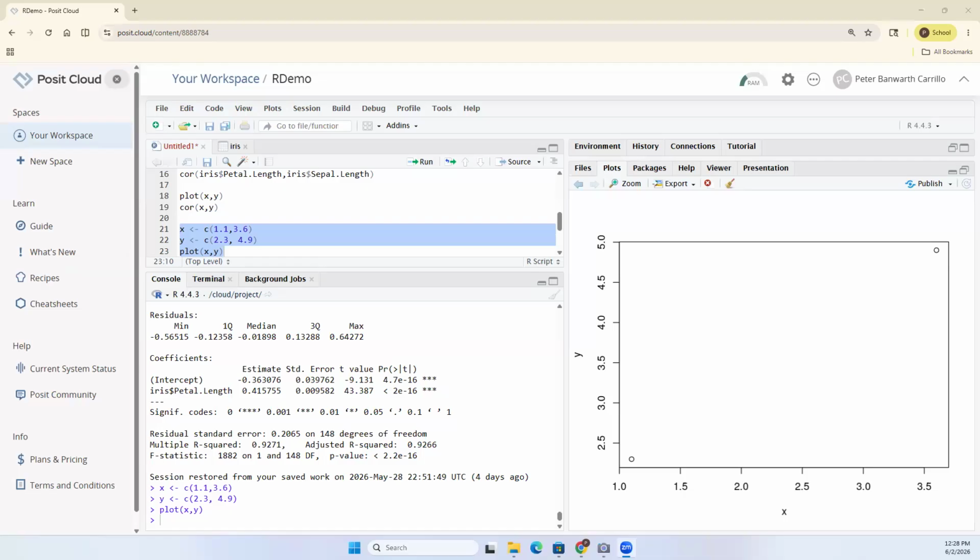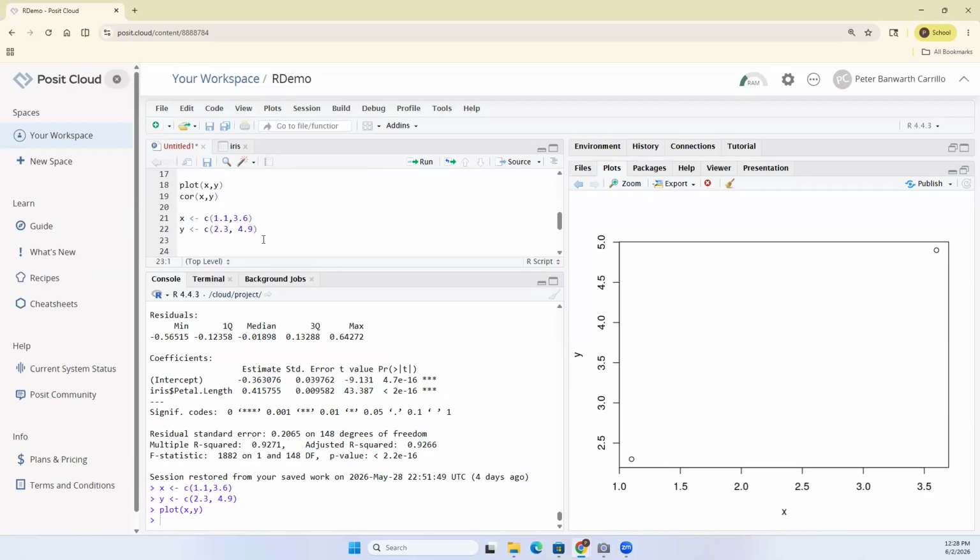All right, picking up where we left off. So we've got this scatter plot with just two pieces of data. There's one down here. The x-coordinate is 1.1, the y-coordinate is 2.3. And there's one up here where the x-coordinate is 3.6 and the y-coordinate is 4.9. And I asked, do we think these two quantitative variables have a correlation? The answer is yes, they do.